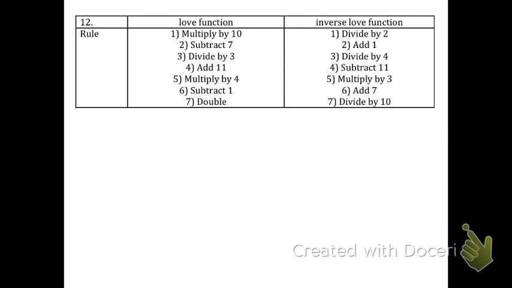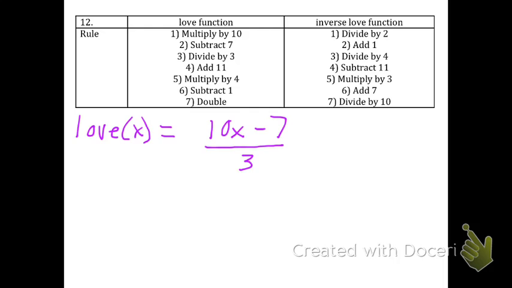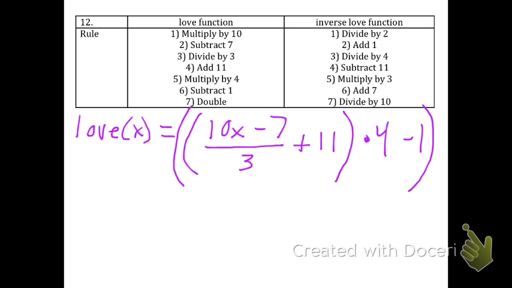Alright, got some big ones this time. So love function, if we put an x into that, we're going to multiply by 10. So 10 times x, then subtract 7, then divide by 3, then add 11, and we're going to multiply that whole thing by 4, and we're going to subtract 1, and then we're going to double that whole thing, so we're going to multiply that whole thing by 2. I'm running out of room. That looks a little weird. Should have stayed kind of on the same line.